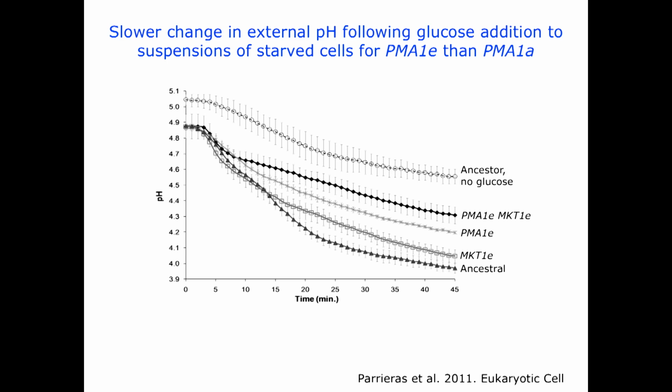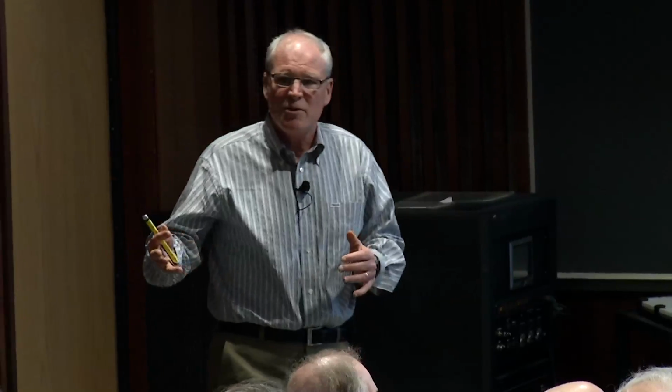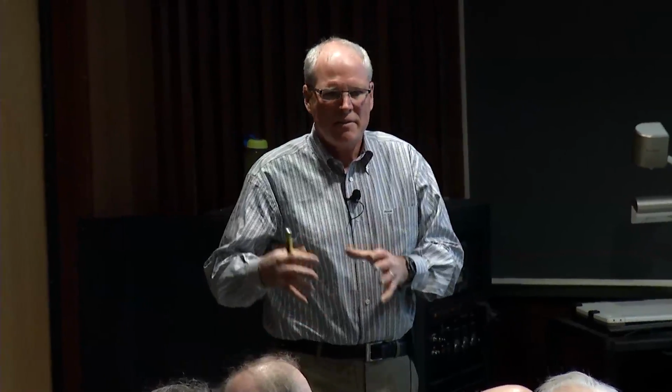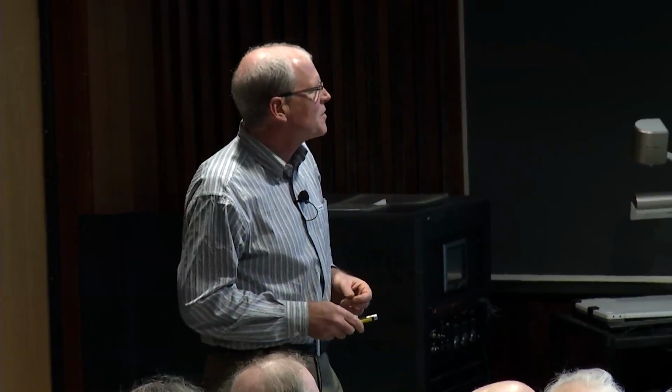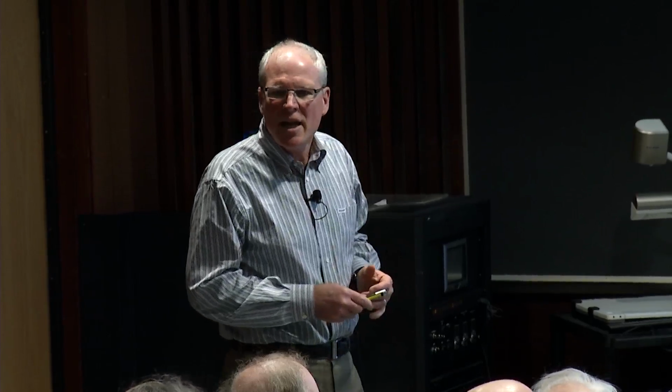MKT1 doesn't have much effect on acidification, but the PMA1 mutation slows it down. So this one's acidifying more slowly than the ancestor. That was at least consistent with their idea that the mutants are causing a reduction in proton efflux, and that is going to enable more sodium efflux. And that double mutant does even worse than this one, because as you'll see, the mutant alleles for these two genes hate one another. Bad things happen when they get together in the same genotype.